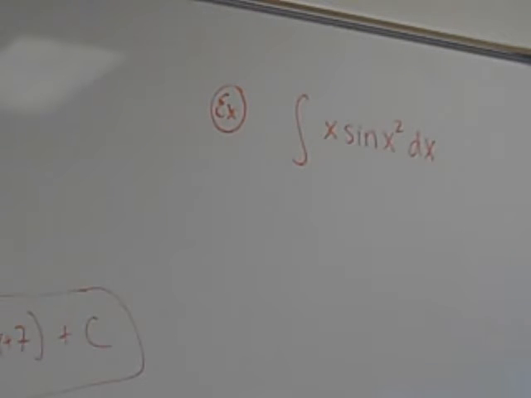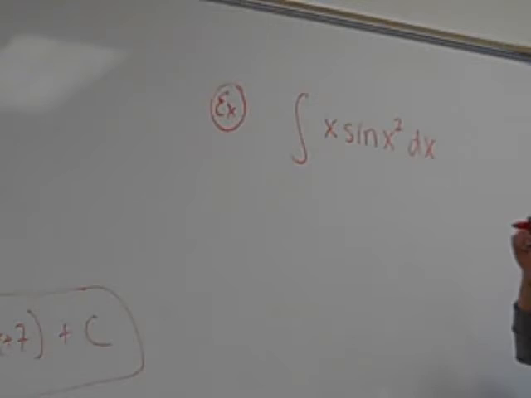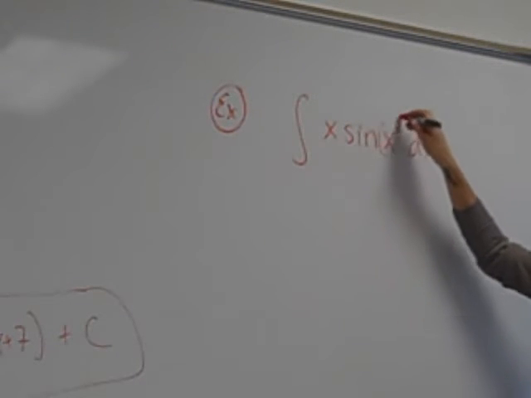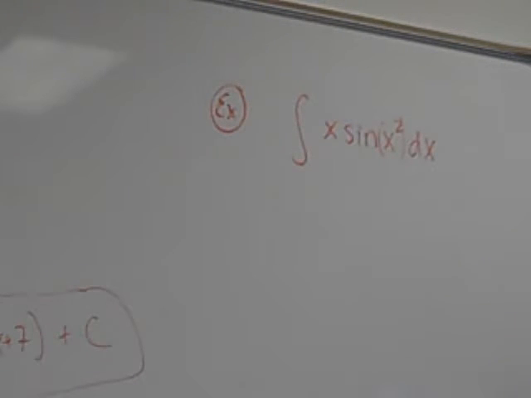You're going to get pretty good at picking your u's, but in the beginning it's like, what am I supposed to do? But I think about what's my innermost thing. I have the sine of x squared times an x, but that x squared is inside of the sine, so I'm going to pick that to be my u. The other reason I'm going to pick that is because I have to be able to take the derivative of u and find that in my problem.